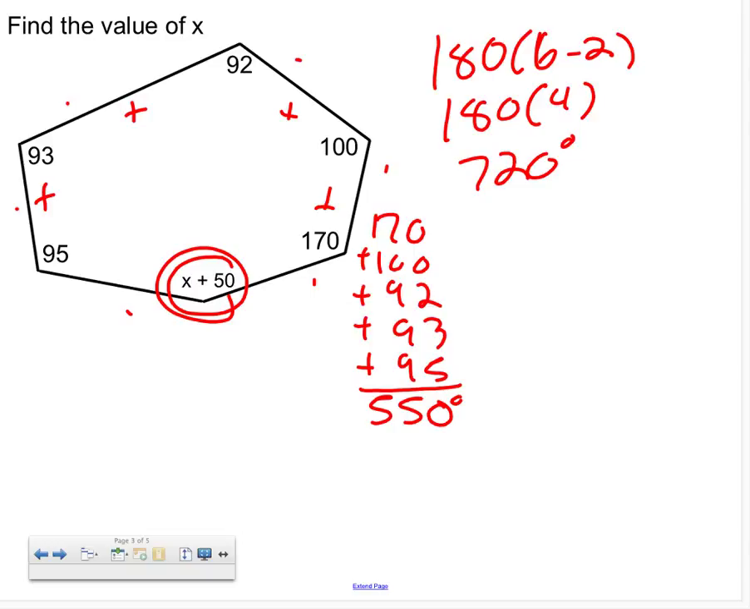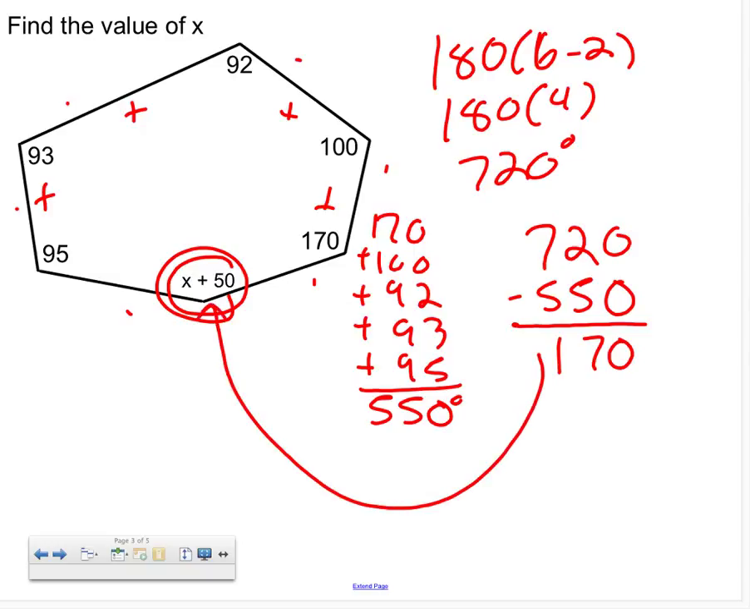If I did this, 720 minus 550, that will tell me a total of 170. Again, if you don't believe me, go ahead and do the subtraction there. But this 170 is the entire angle here. That's that entire arc. I just want what x is. I don't want the entire arc. I just want what x is.